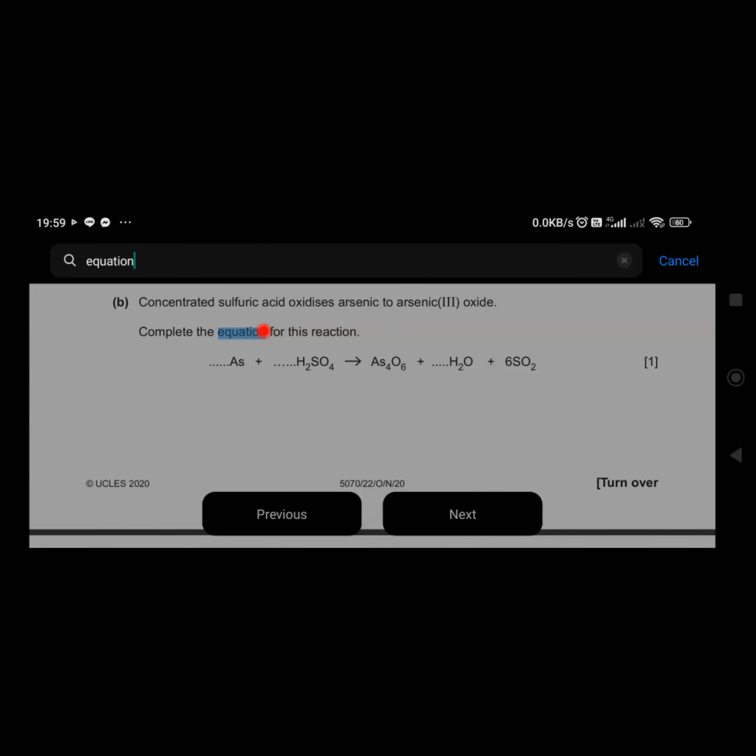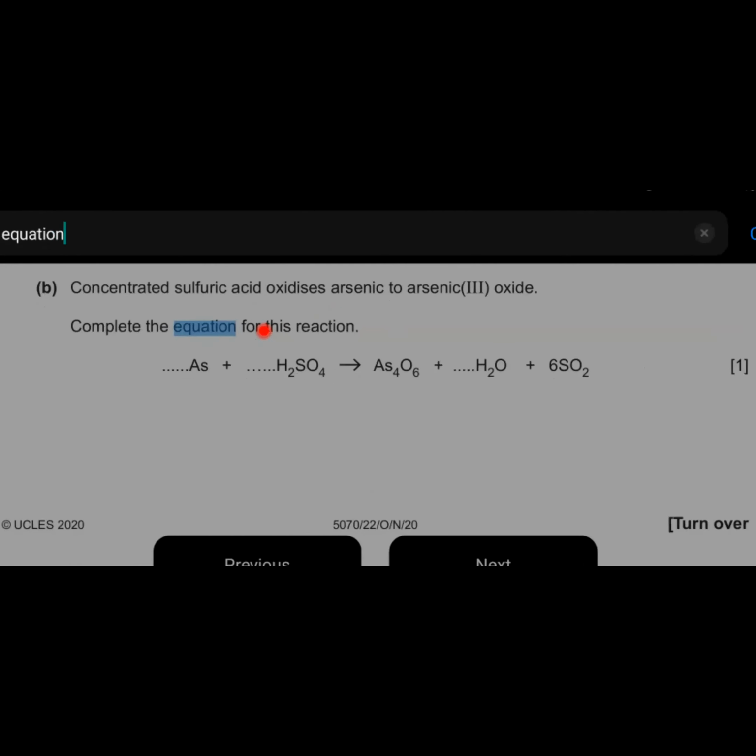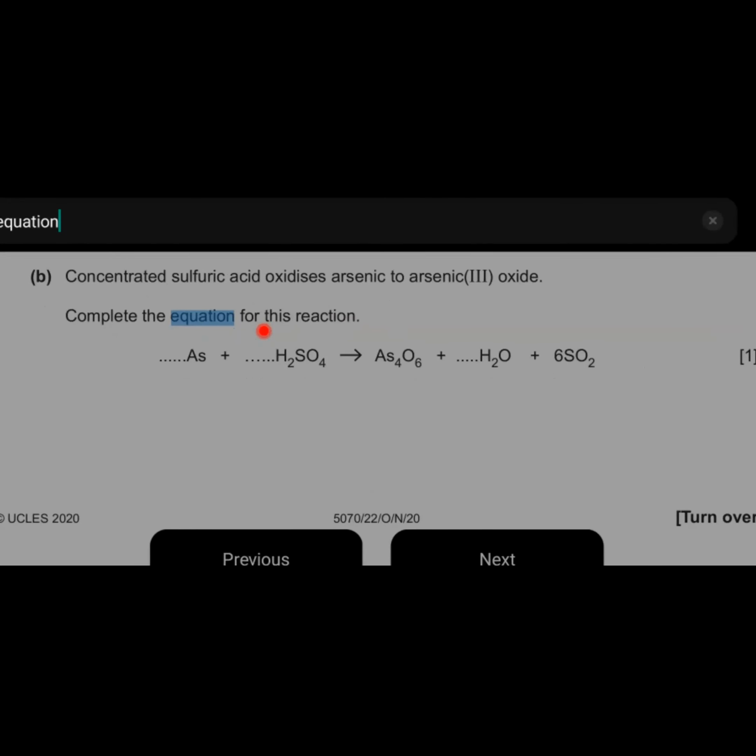Look at this, right? Consider sulfuric acid oxidizes arsenic to arsenic 3 oxide. Whatever they say, it doesn't matter if they're asking only for the equation. And in this case, they don't even want you to write the substances. You can see that they have already written the substances. The reactants and the products are fully written. They only want you to balance. So this type of question is just asking you to balance it, right? There's nothing else. So balance it.